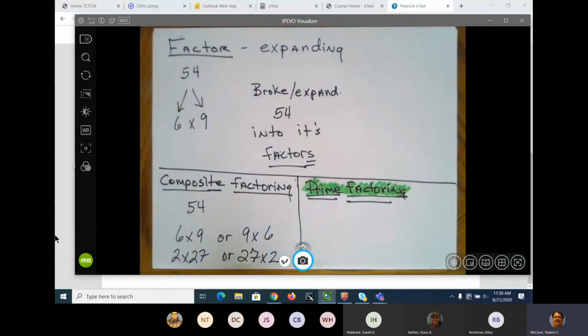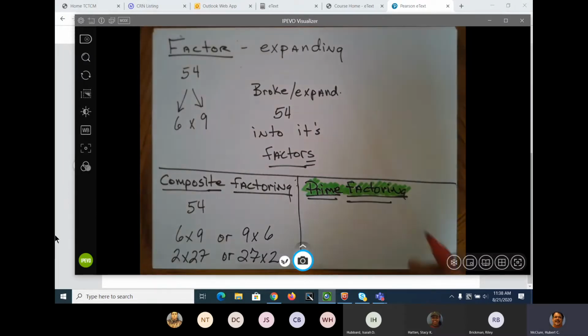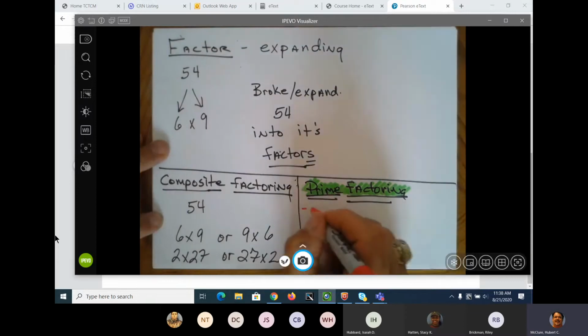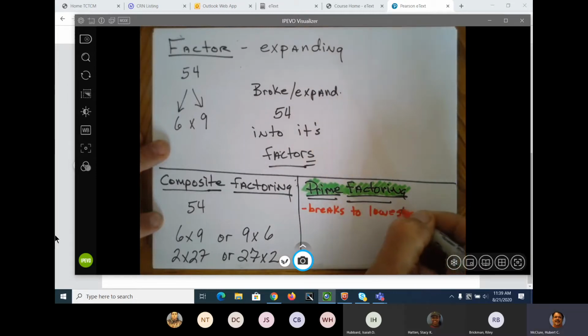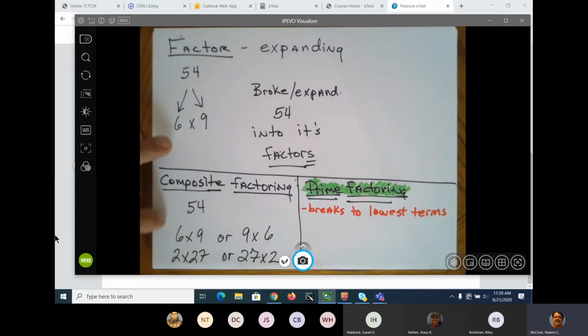Now, why do you have to worry about prime factorization? Because I'm going to write this in red. When I write something in red, that means you better write it in red or you better highlight it in pink. Okay? The reason we use prime factorization is it breaks things to lowest what? To lowest terms. That's why. Prime factorization breaks down numbers to its lowest terms.